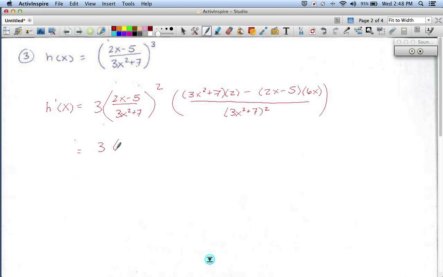I have 3. I have 2x minus 5 squared, right? 2x minus 5 squared. I have 3x, oops, let's multiply this through. I have 6x squared plus 14, minus 12x squared, that's a plus 30x, all over, I have 3x squared plus 7, squared.